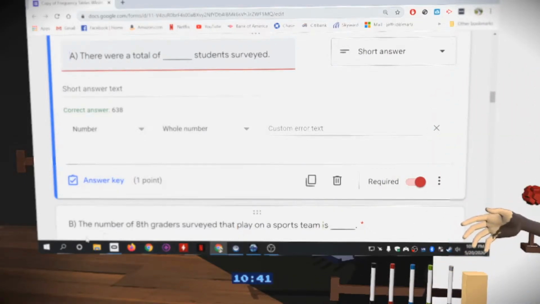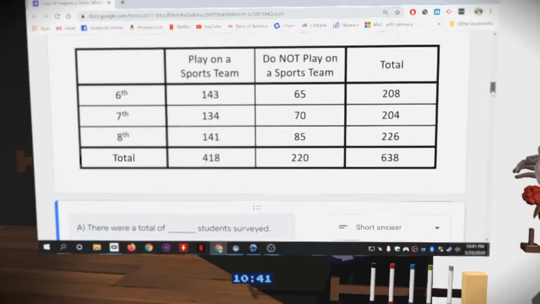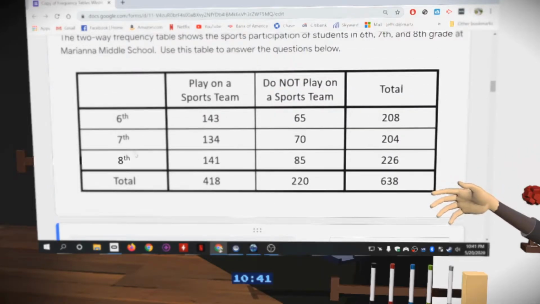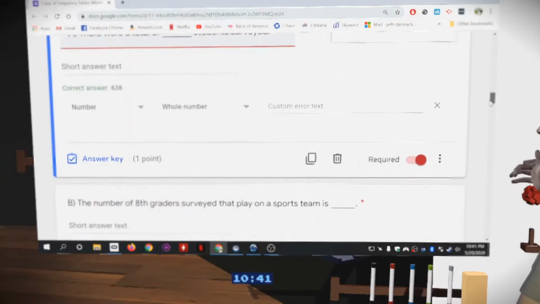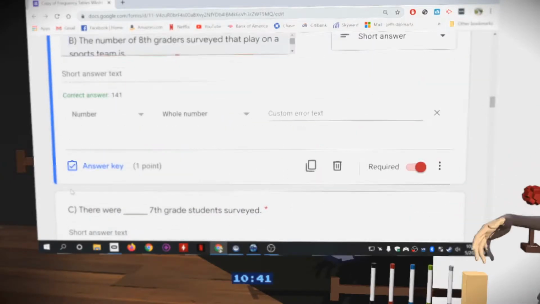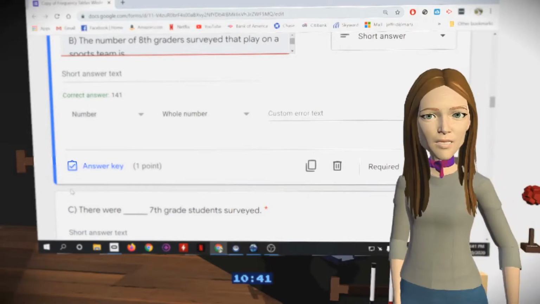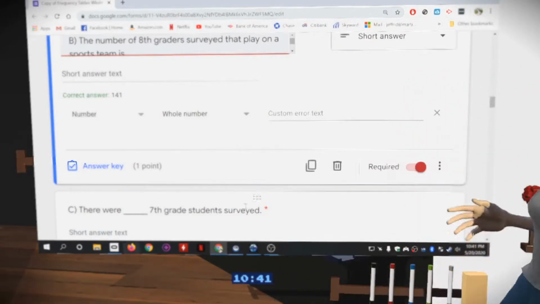Second question, the number of 8th graders surveyed that played on a sports team. So go back up. How many 8th graders played on a sports team? That answer should definitely be 141.